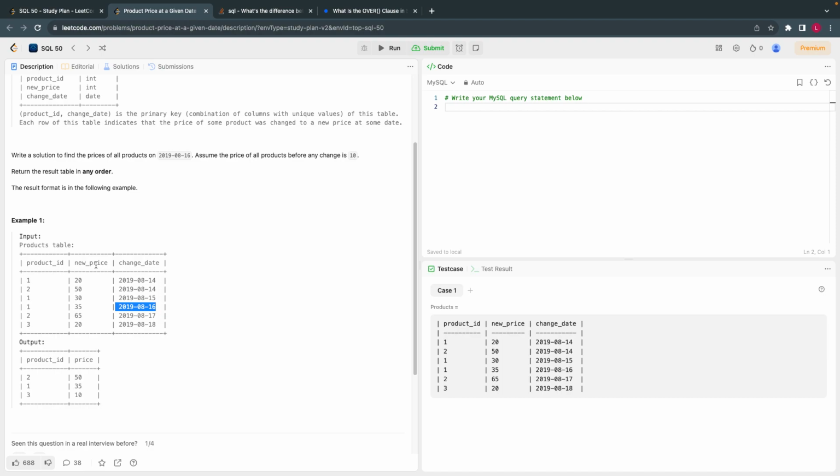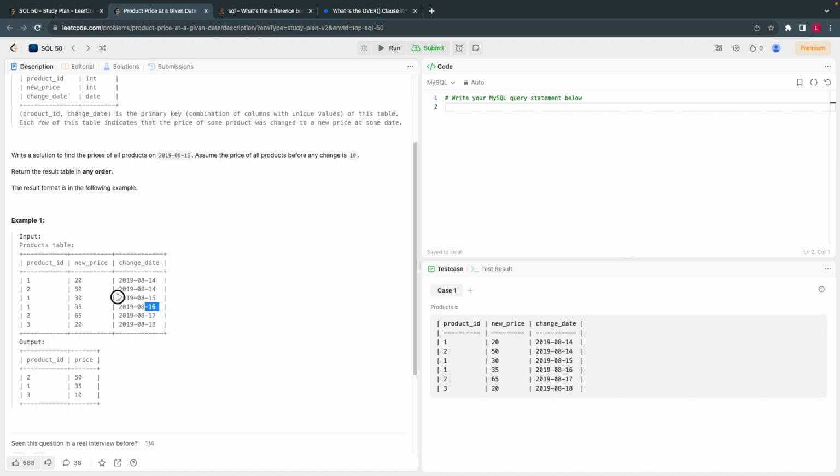We can also use something like rank, dense rank, or a clause. That is what I'm going to explain. It's one of the very important concepts. So using rank, what I'll do is rank all of these values by product ID and order by change date. Whichever has the recent, highest rank, I'll take the corresponding price and print it. This is one of the problems solved.